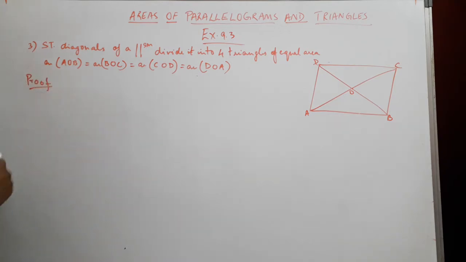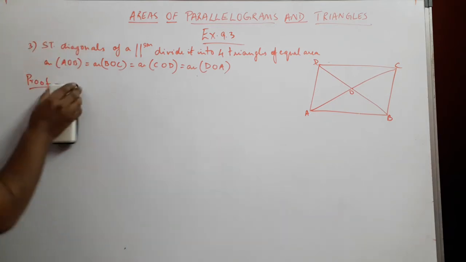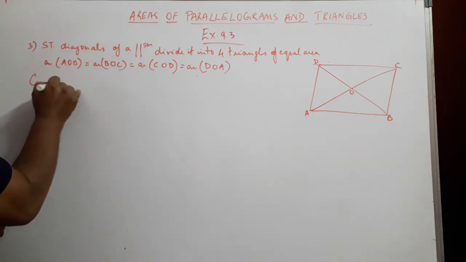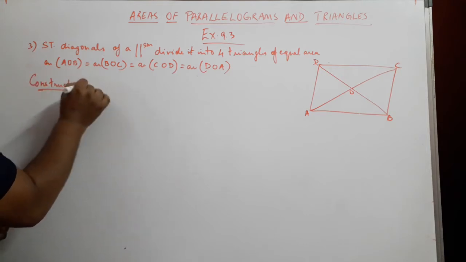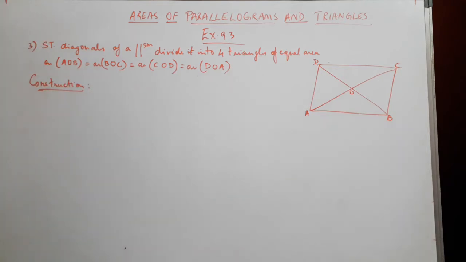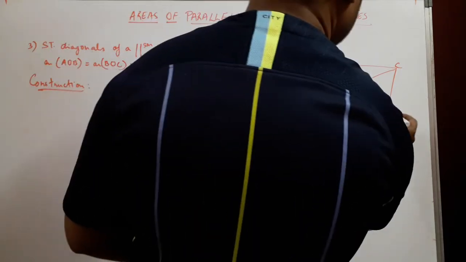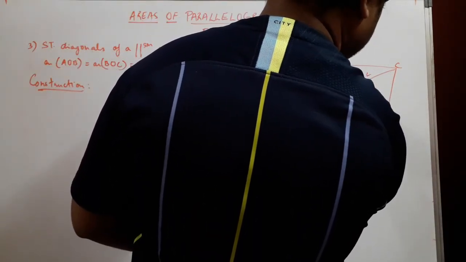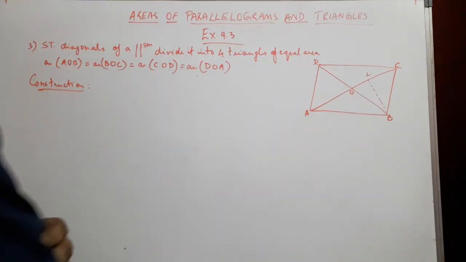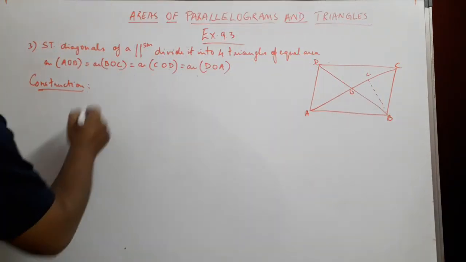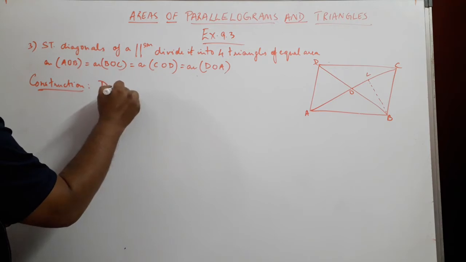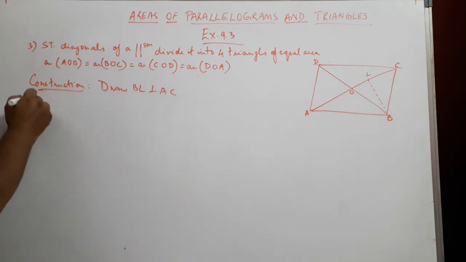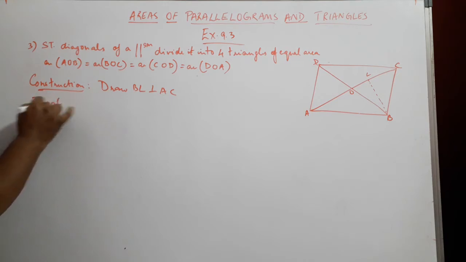Before we begin with the proof, we need to do a small construction, because we'll need that. We'll say construction over here, and the small construction that we need to do is that we need to draw BL. So we'll put a line over here, mark this as L, and I'll put it as a dotted line. We'll construct BL perpendicular to AC. So we say over here, draw BL perpendicular to AC. That is our construction. Now we'll use that later on. Right now we'll begin with the proof.